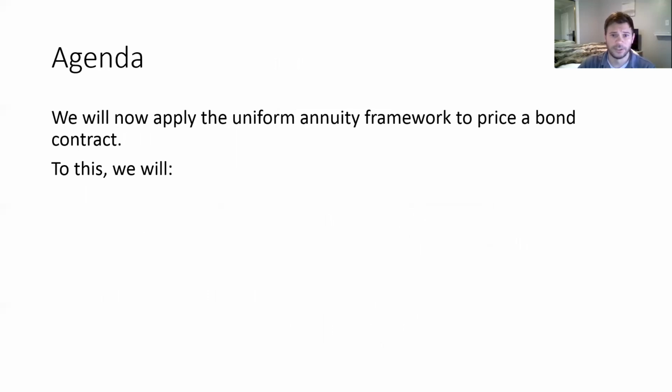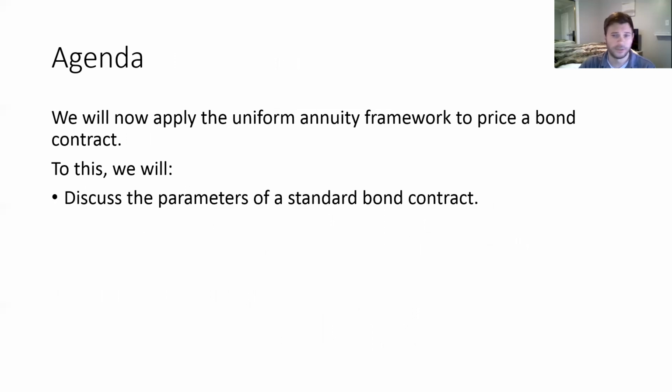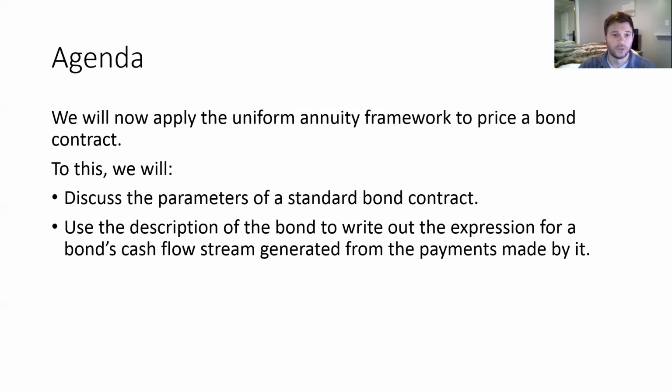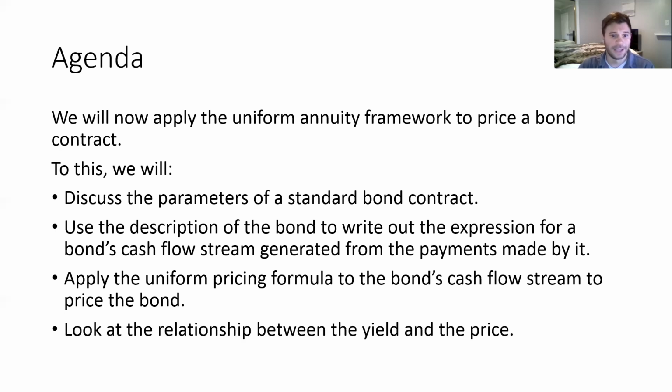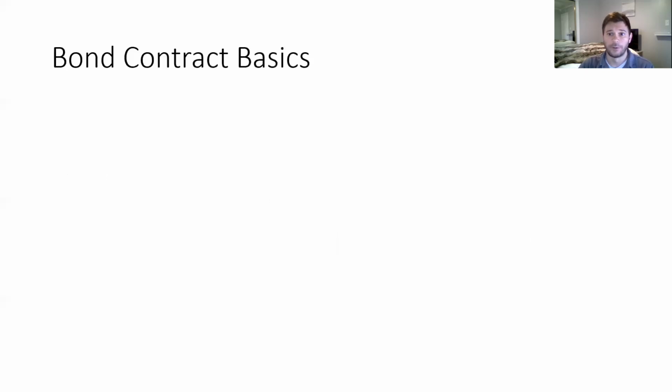So the agenda here, we're going to apply the annuity pricing framework to help us price a bond contract. And to do this, the first thing we have to do is discuss the parameters of a standard bond contract. Next, we'll use the description of the bond to write out the cash flow stream associated with a particular bond contract. And then once we know the cash flow stream, life is pretty straightforward. We apply the classical theory to the cash flow stream, and we will be able to calculate the bond's price. Once we do that, we're going to take a look at the relationship between the interest rate, the yield on the bond, and the price. In fact, on a bond, the interest rate when you purchase the bond has a very special name called the yield to maturity, and that's a key parameter that we're going to be concerned with here.